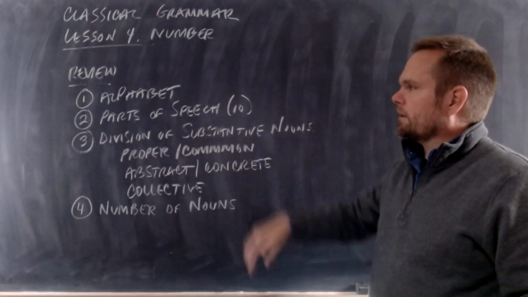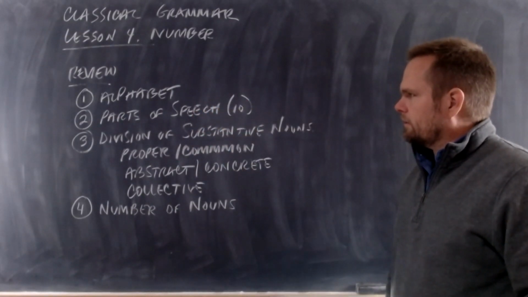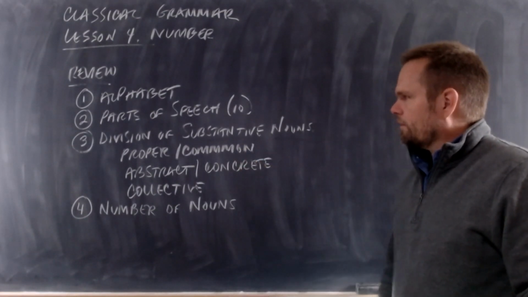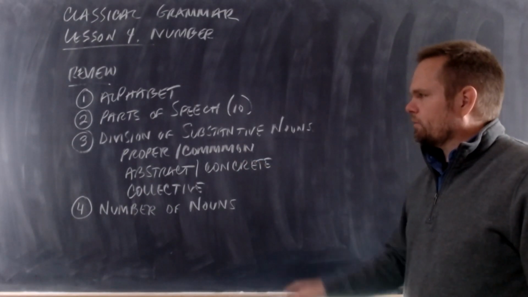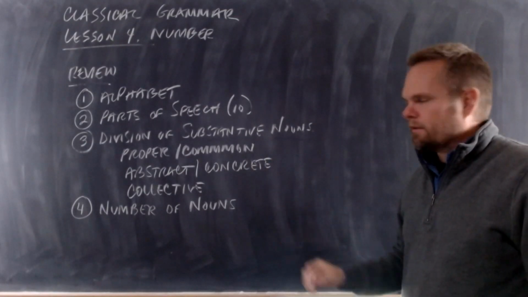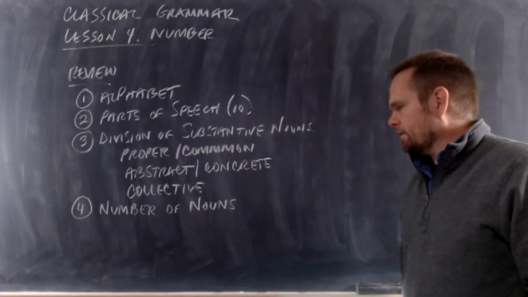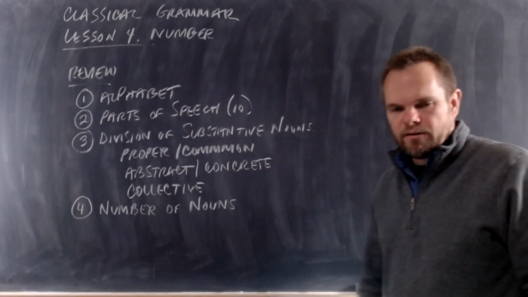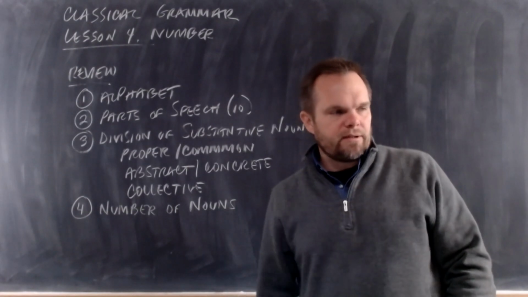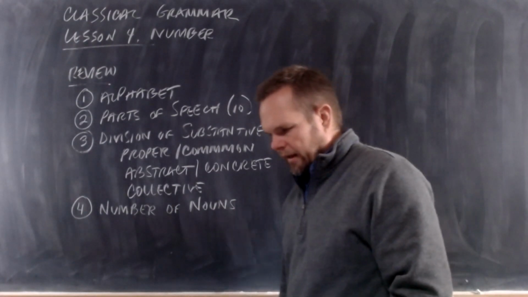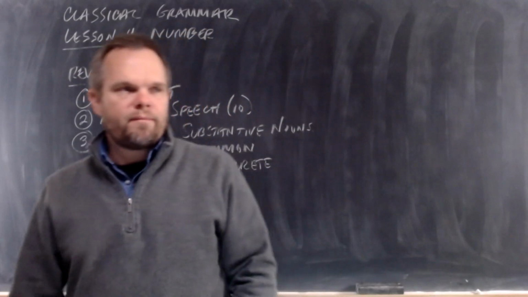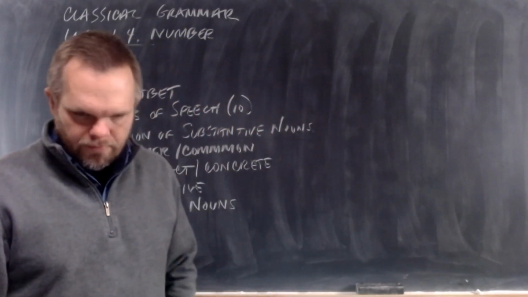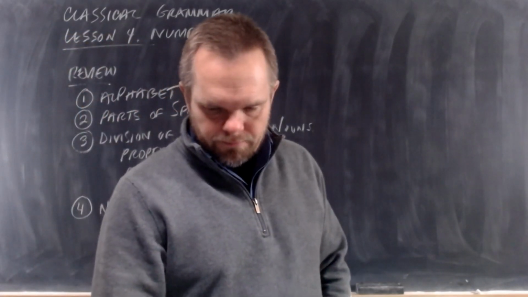Lesson 1 was on the letters and their sounds. Lesson 2 was on the parts of speech. Lesson 3 was on the first part of speech, substantive nouns. We learned different kinds of substantive nouns. And then in this lesson, Lesson 4, we're going to continue the study of substantive nouns. We're going to learn about another characteristic of nouns, which is number, and how number is expressed in English. All right? Let's take a look at the lesson here.